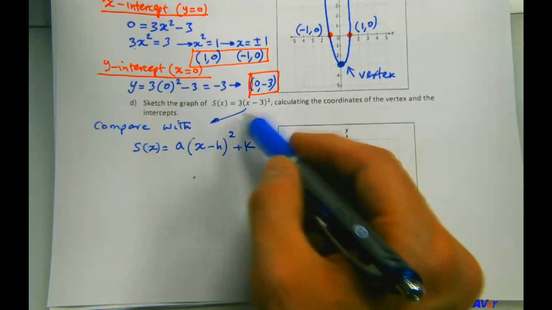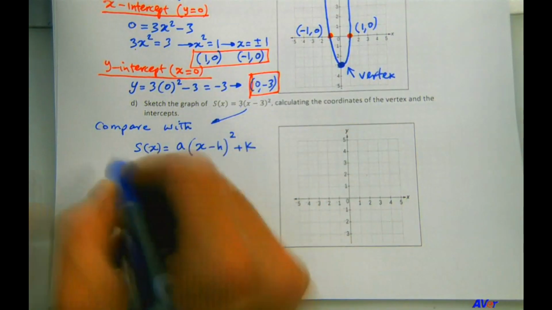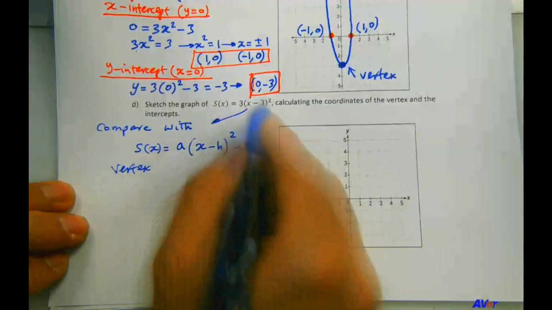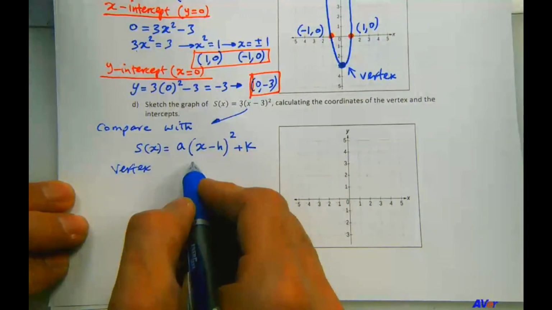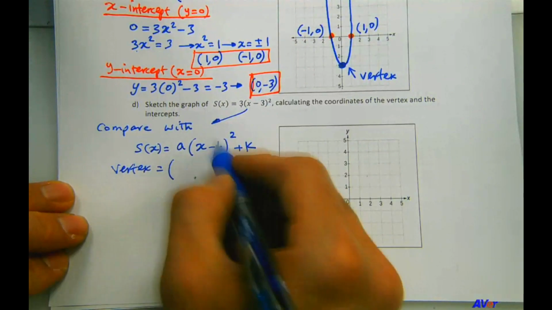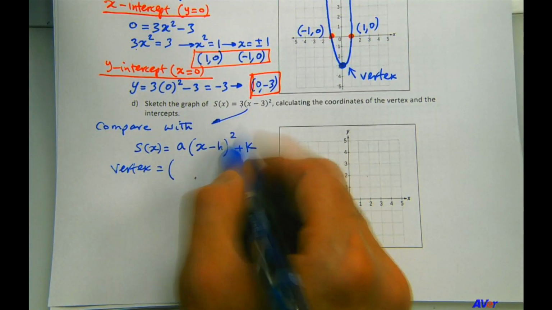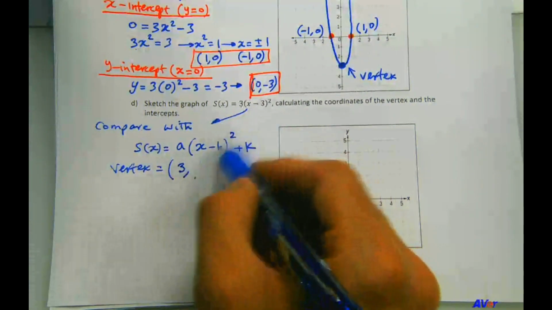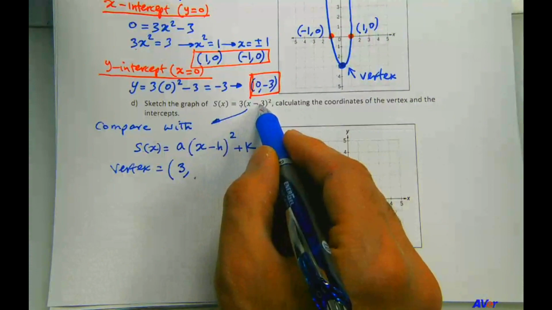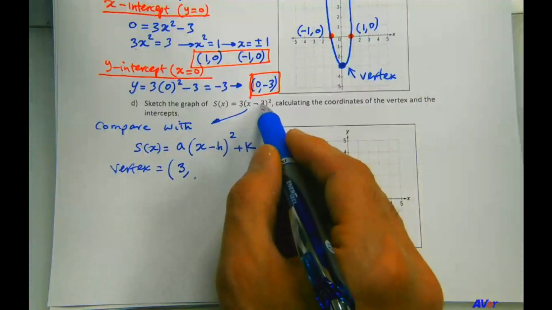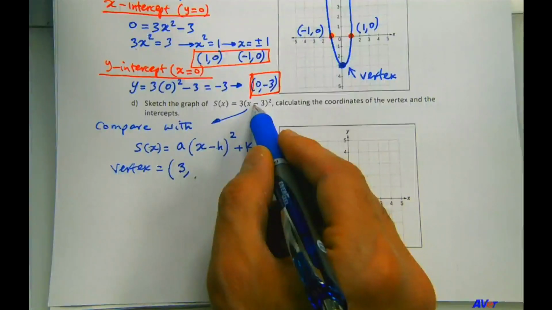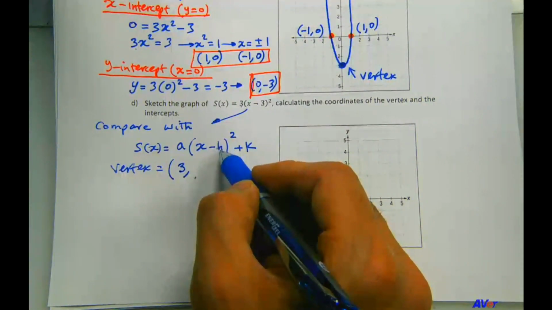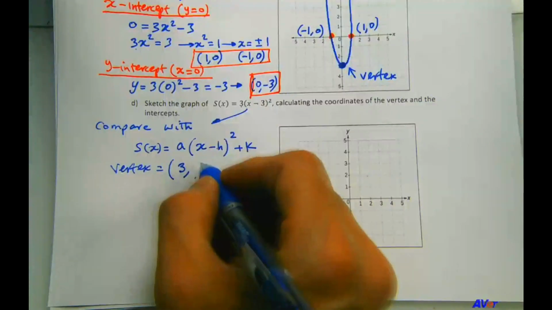Then the h in this case, the vertex. Comparing this with the standard form, the h should have been positive 3, right? Because minus h is now minus 3, so h must have been 3. If this was x plus 3 squared, then h must have been negative 3. Okay? Just keep that in mind, please.